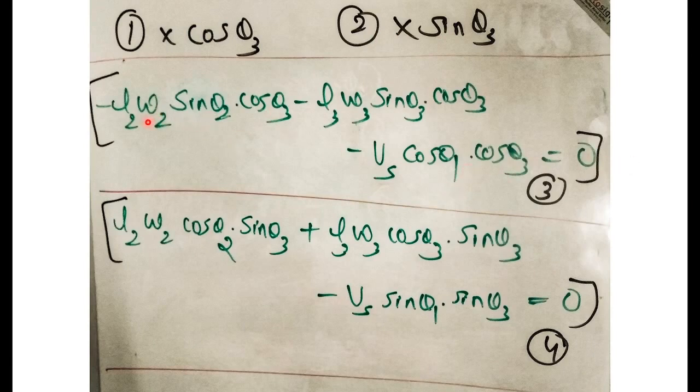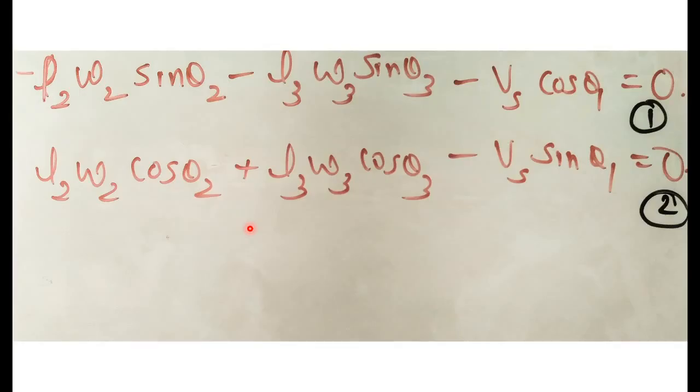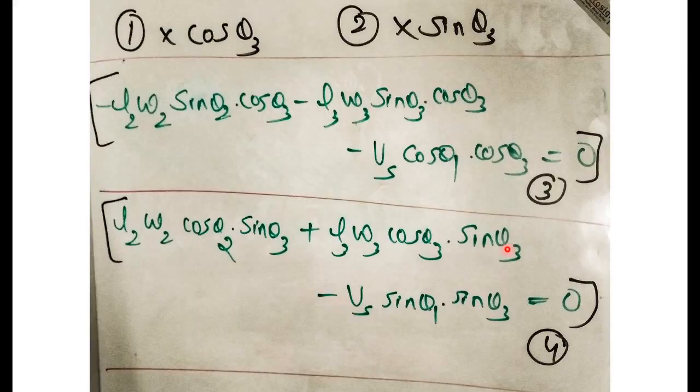You can refer: minus L2 omega 2 sin theta 2 into cos theta 3, again the next term into cos theta 3, and the last term also into cos theta 3, equal to 0. That is equation 3. Similarly, 2 into sin theta 3. So sin theta 3 is included in all three terms, and that is equation 4.